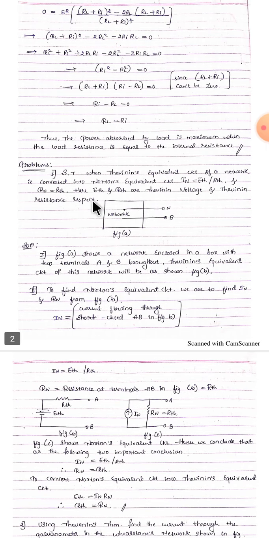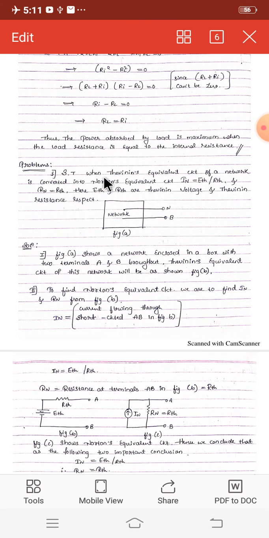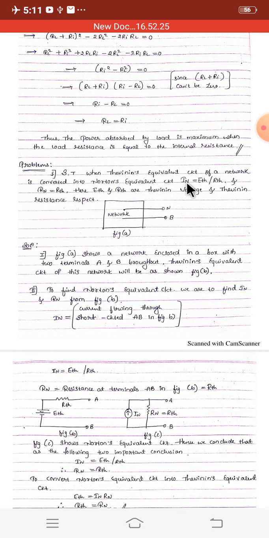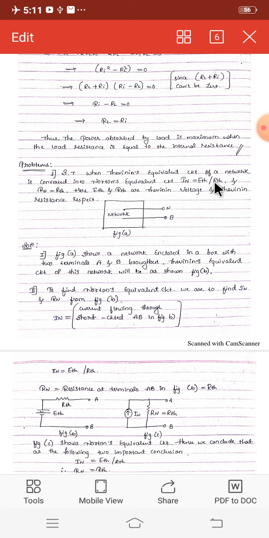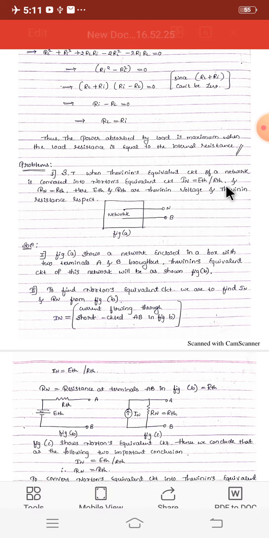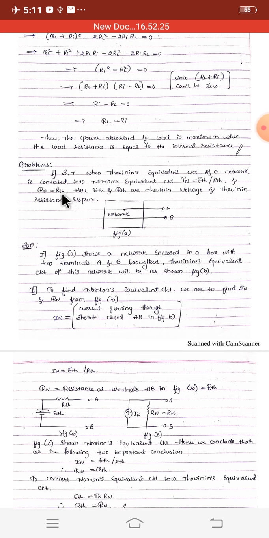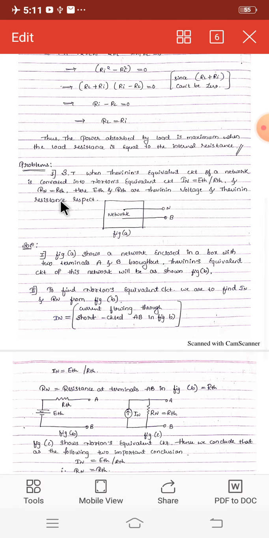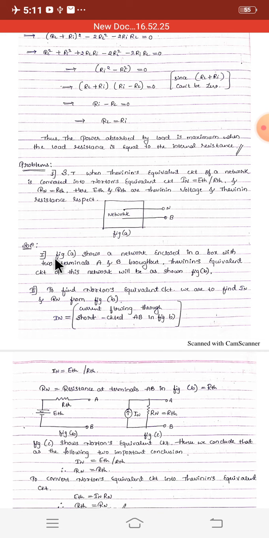See here. The first problem is: show that when Thevenin's equivalent circuit of a network is converted into Norton's equivalent, Thevenin's is converted into Norton's circuit. IN means Norton's current, that is equal to ETH divided by RTH. N means Norton's, TH means Thevenin's, and RN equals RTH. Here ETH and RTH are Thevenin's voltage and Thevenin's resistance respectively. So this is the network, with terminals A and B. This is figure A.